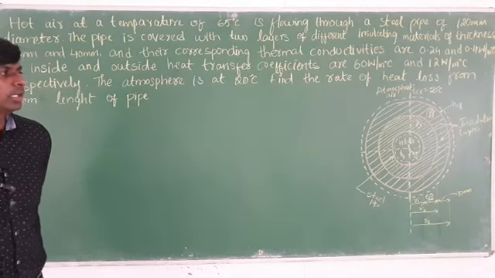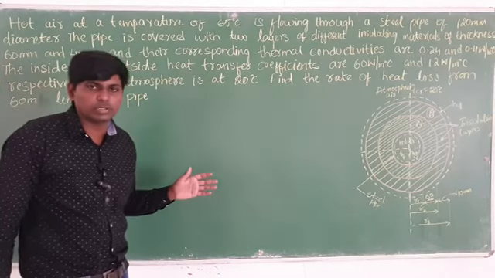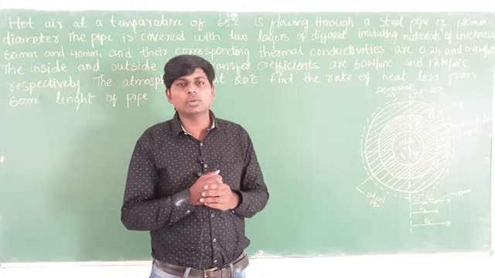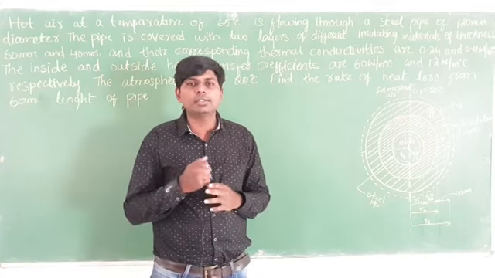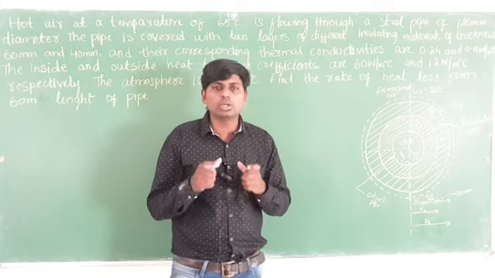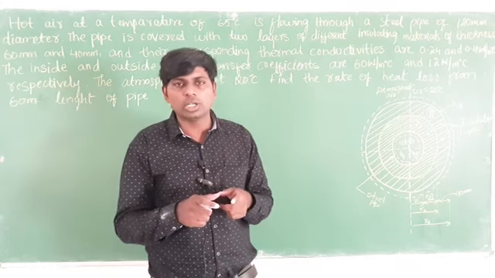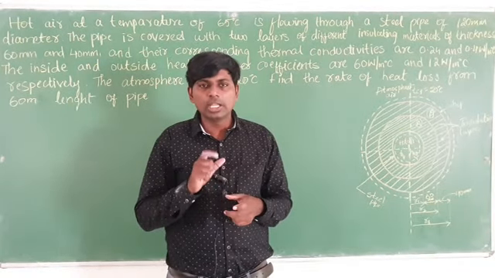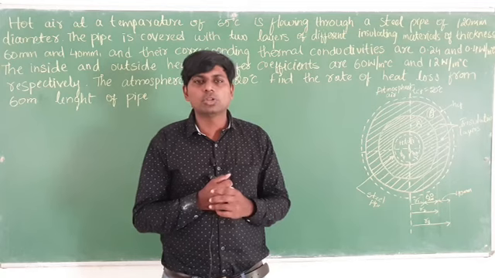Now next, a compound cylinder is given. In the next problem, what is given? A compound cylinder, where conduction as well as convection are there. I already told you what conduction is: if heat transfer is from solid to solid, that is known as conduction. If heat transfer takes place from solid to liquid or liquid to gas, that is known as convection.